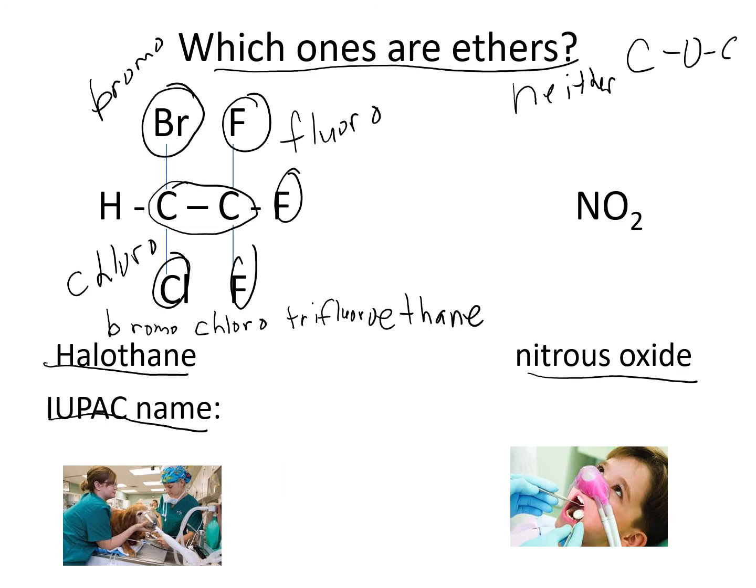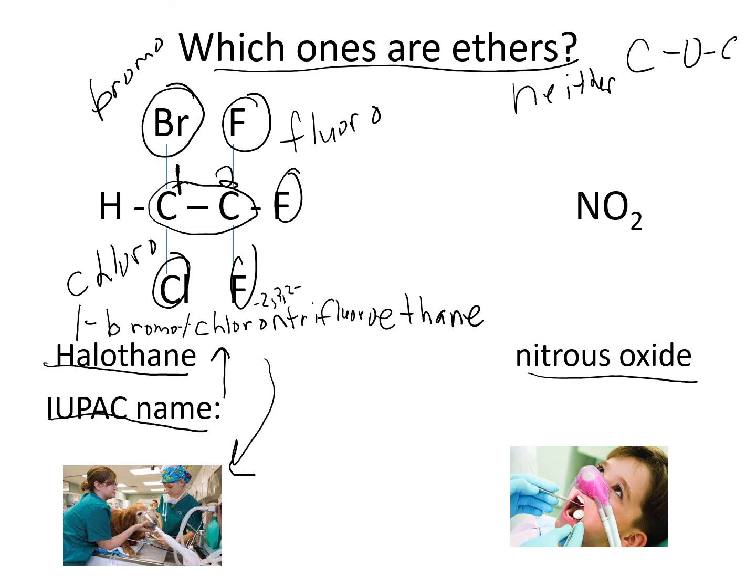And then we want to show the location of our groups. So this will be carbon 1, the first one, carbon 2, the second one. So it's 1-bromo-1-chloro, and then 2, 2, 2. I'm going to insert that there. Trifluoroethane. So the IUPAC name for halothane is 1-bromo-1-chloro-2,2,2-trifluoroethane. And this is an anesthetic that's used in veterinarian medicine.